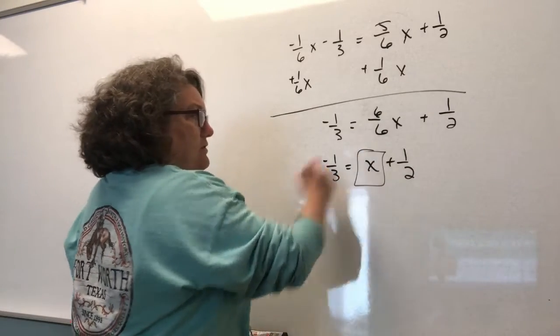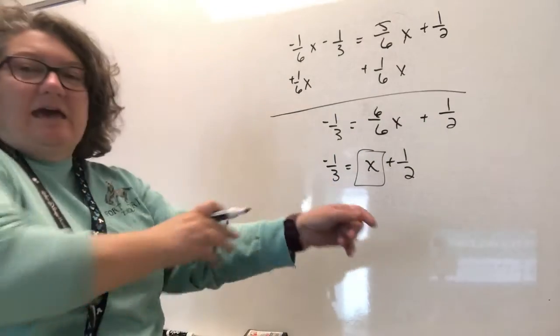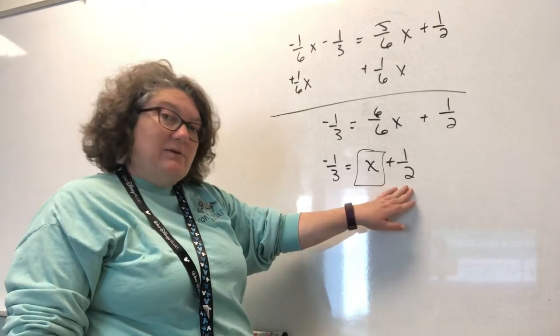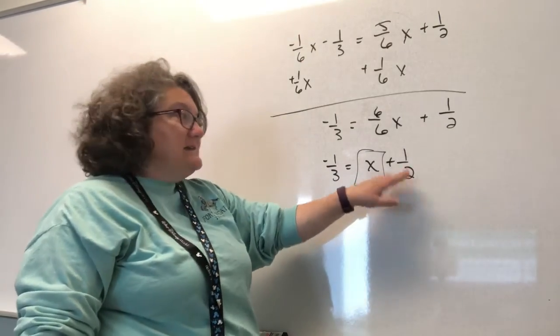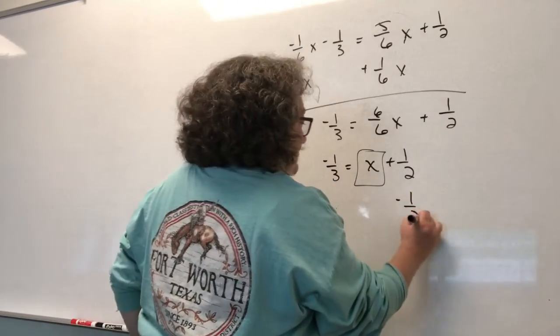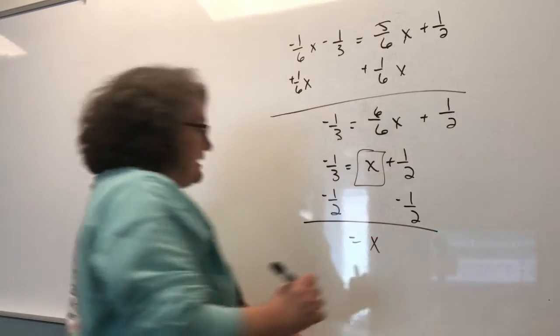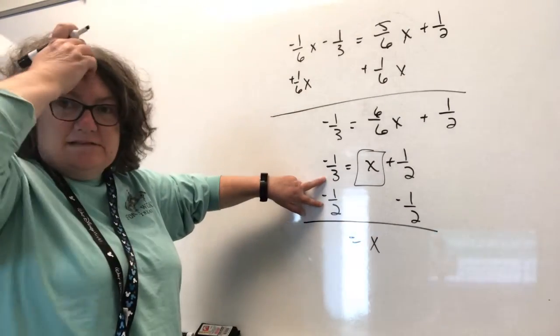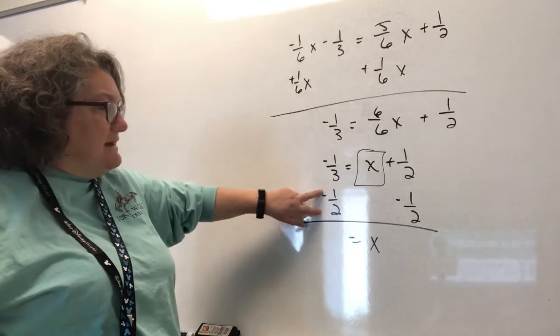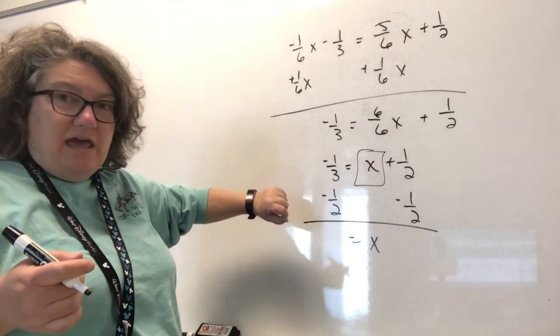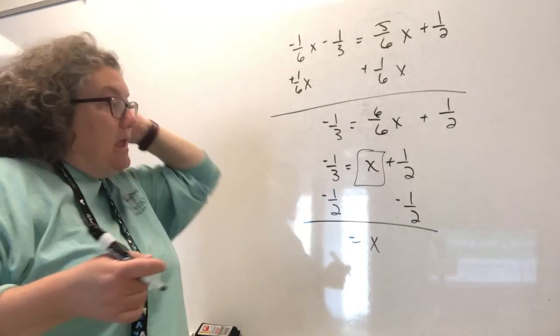But remember, our goal whenever we're solving equations is to always get x by itself. So I need to get rid of this positive 1/2. And how do I get rid of positive 1/2? I subtract the 1/2 from both sides. So I subtract 1/2, subtract 1/2, and I have x. Now I'm going to combine these right here. I'm going to say negative 1/3 minus 1/2, or you can say it's negative 1/3 plus a negative 1/2. Either way.